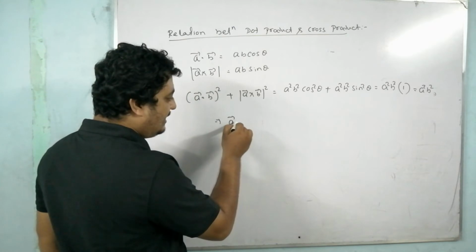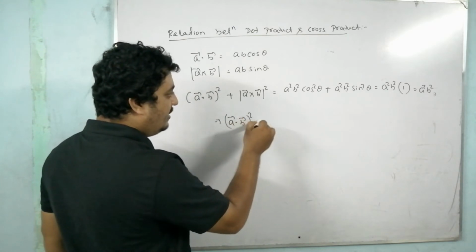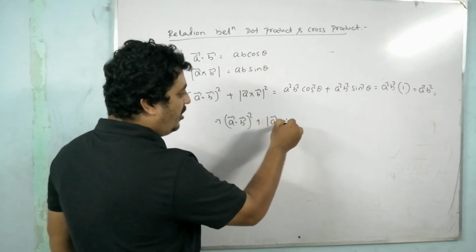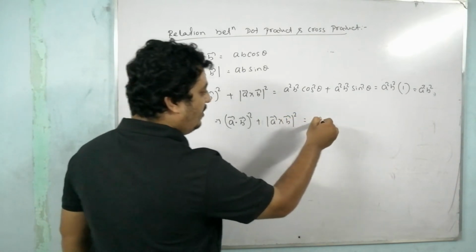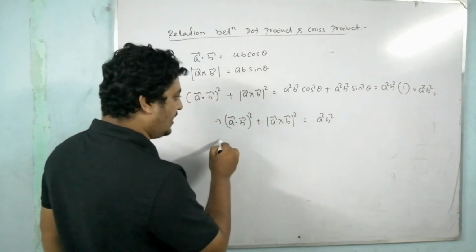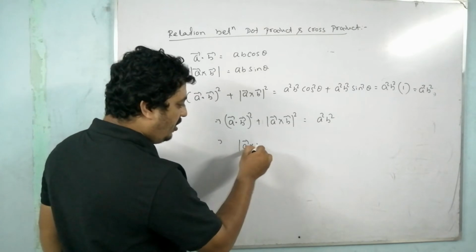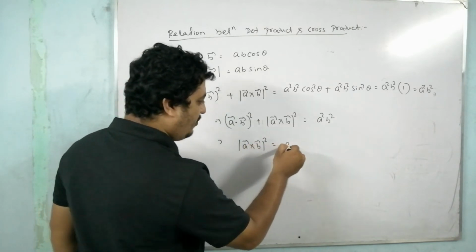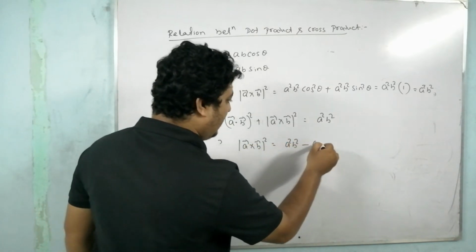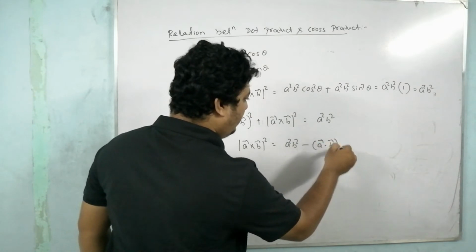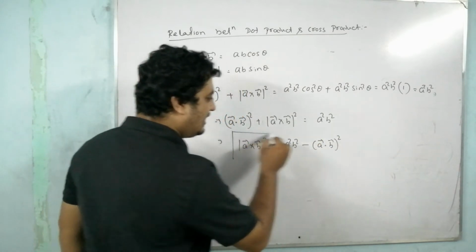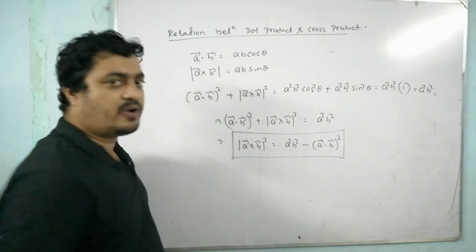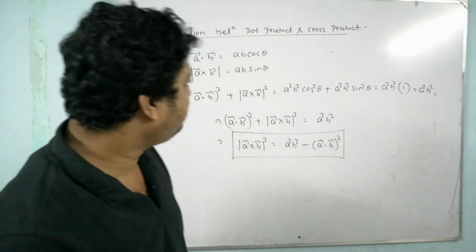So we can write A dot B square plus mod of A cross B whole square equal to A square into B square. So mod of A cross B square equal to A square B square minus A dot B square. This is the relation between dot product and cross product.